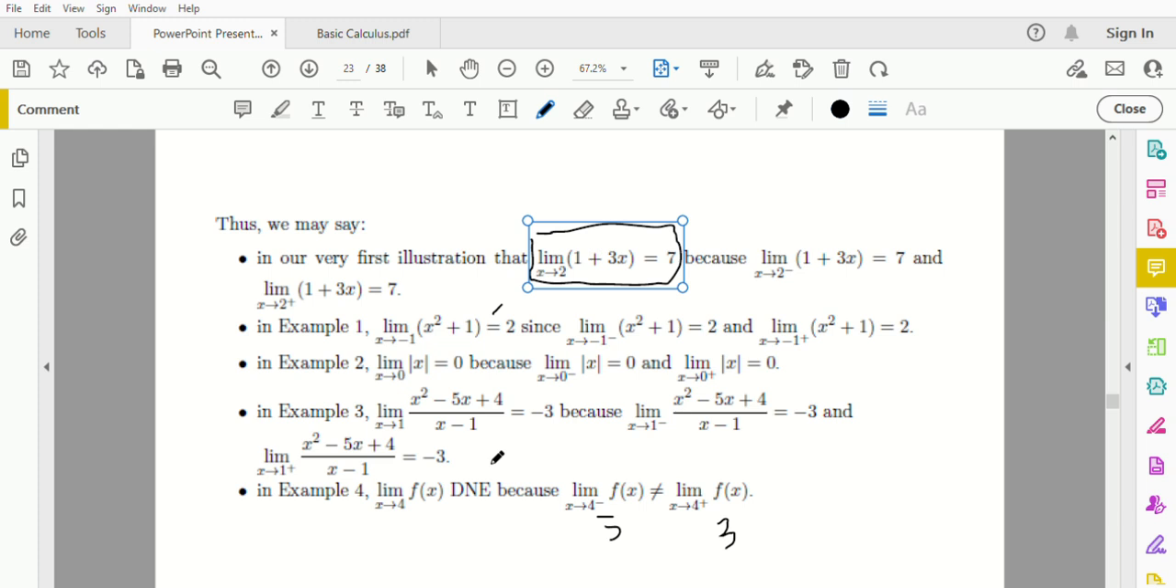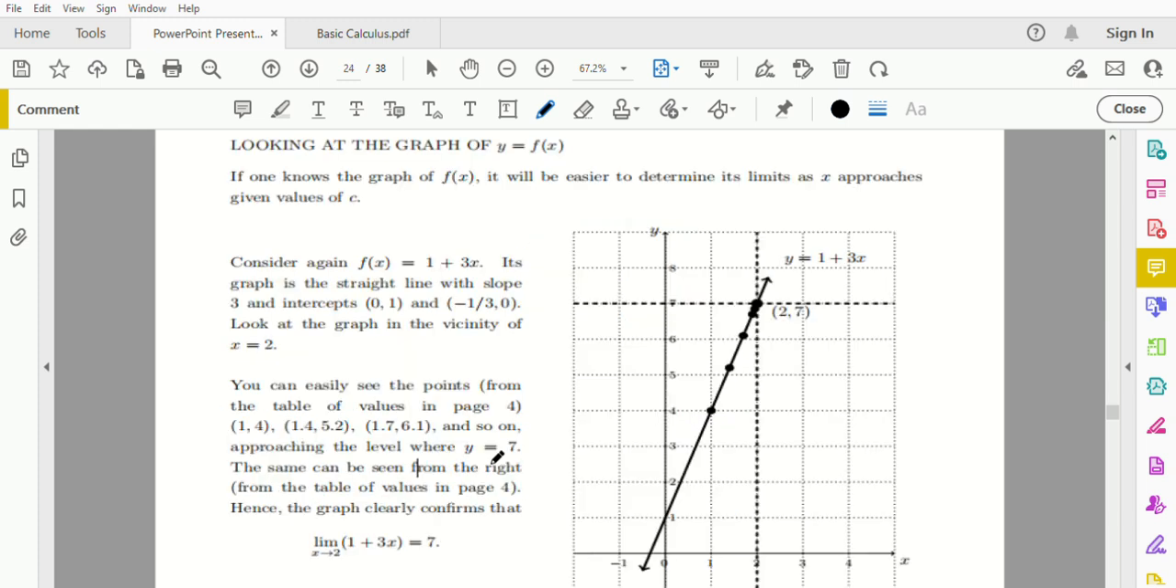So far we've been using the table and choosing x values that are near to our constant c, either from the left or from the right. We also have another approach. If you want, you may graph the function and see the behavior of f of x as x approaches the specific value. Consider one of our examples, y equals 1 plus 3x. We have this graph, the straight line.